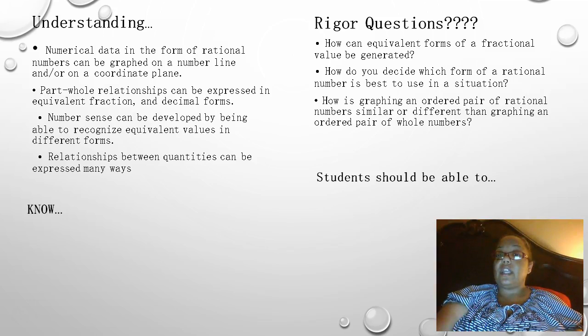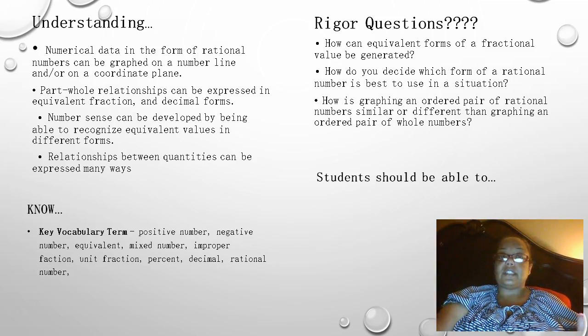And how is graphing an ordered pair of rational numbers similar or different than graphing an ordered pair of whole numbers? What we want them to know. In order to do these things, they have to have academic vocabulary. Terms such as positive number, negative number, equivalent, mixed number, improper fraction, unit fraction, percent, decimal, rational numbers.